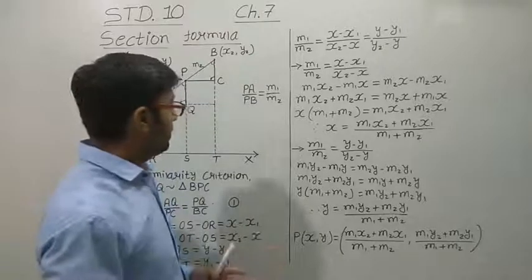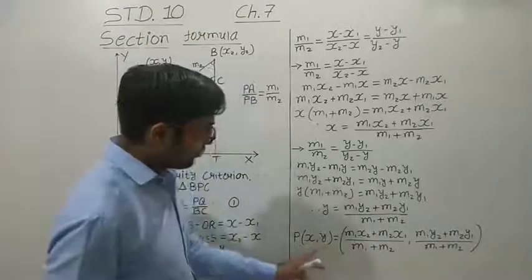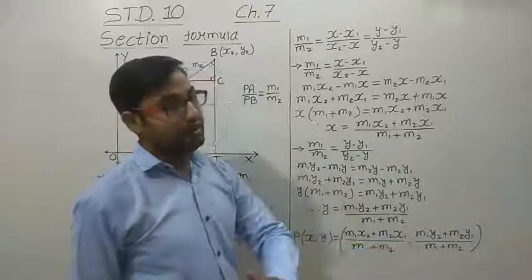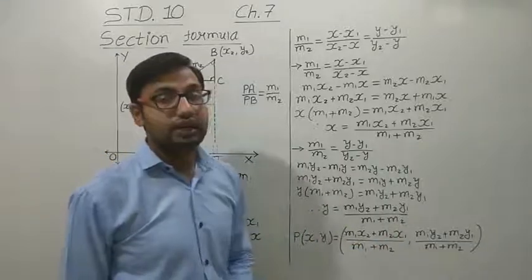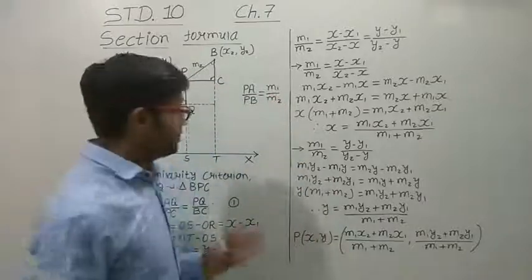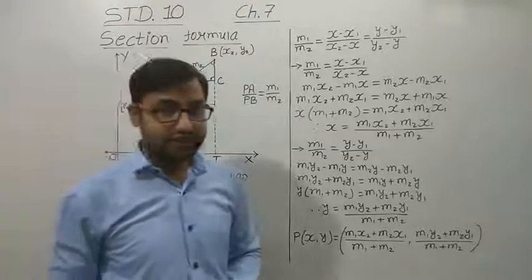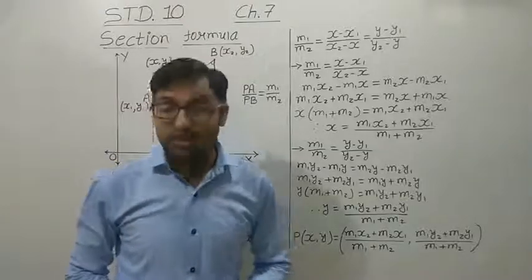So whenever we are given the values of x1, x2, and x, y, then we can find the value of M1 and M2, that is, we can find this ratio M1 to M2. So this is all about the section formula. Understand? Okay, this is all about this lecture.